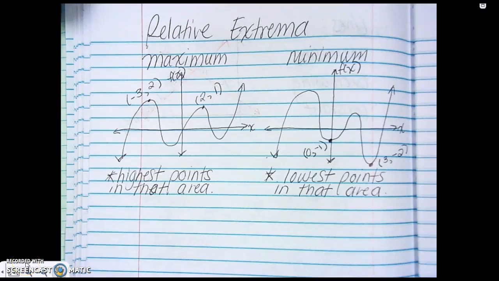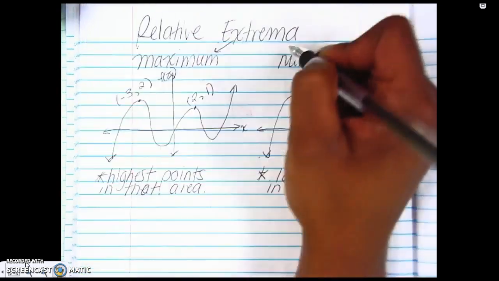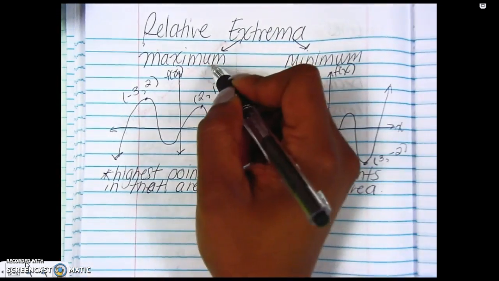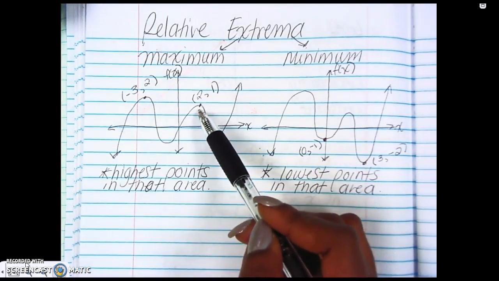Alright, good morning. This video is about relative extrema. Extrema is just another word for maximum and minimum. Okay. So, a relative maximum is just the highest point in a specific area.